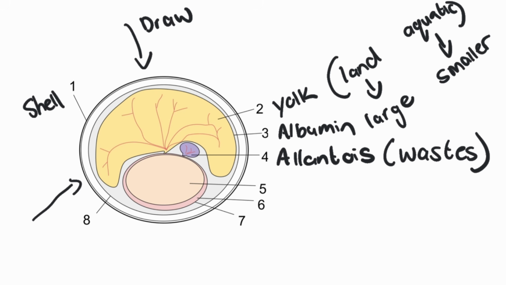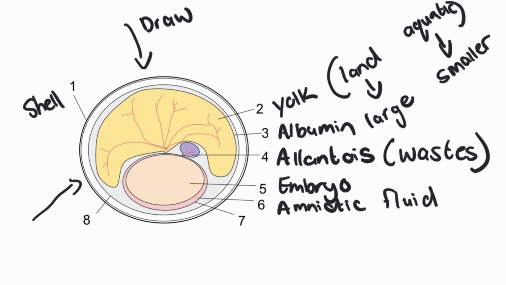Number 5 is going to be our embryo. And number 6 is a tricky one because I know you think it's a layer, but it's not actually pointing to the layer. It's pointing to the substance that is secreted, which is the amniotic fluid. I know you don't think of animals and shells having amniotic fluid, but they do.